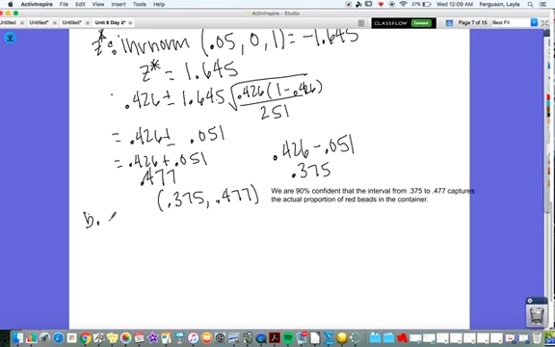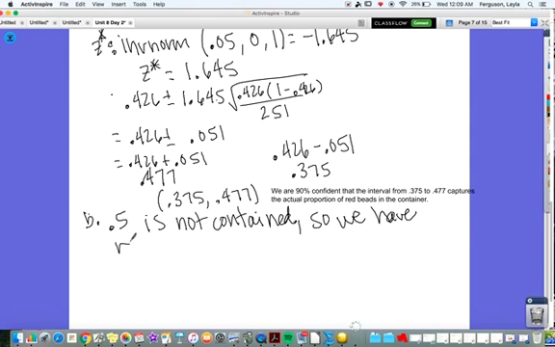However, the teacher says that 0.5, or half of the container, is actually red. But 0.5 is not contained within the interval that we calculated here. So we would say 0.5 is not contained. So we have reason to doubt the teacher's claim.